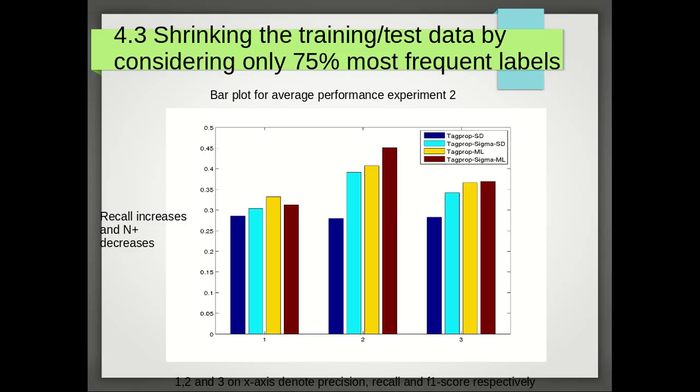So we removed those 25% rare labels from the train as well as the test data. And obviously removing those rare labels would perform better, because those rare labels were very infrequent in the data set, and they were acting as noisy data in our data set. So when we remove them, the method performs a bit better. We can even see that precision and recall increase, but our n plus, that is the number of labels with positive recall, decreases by a very small amount.